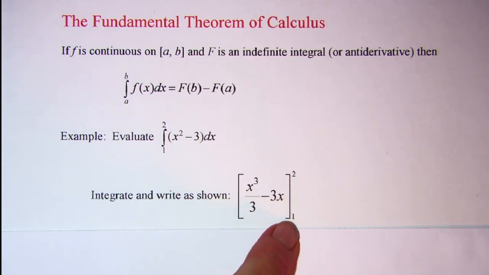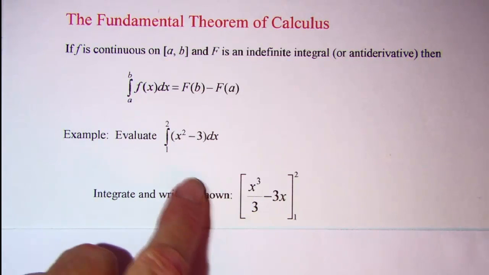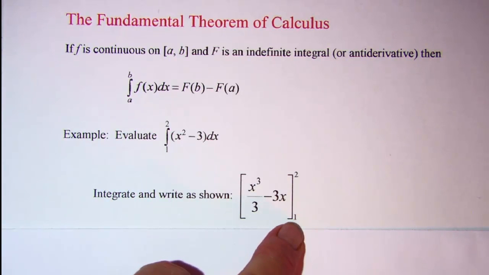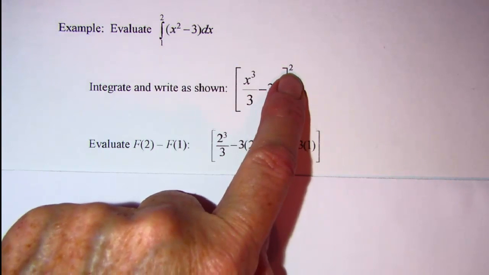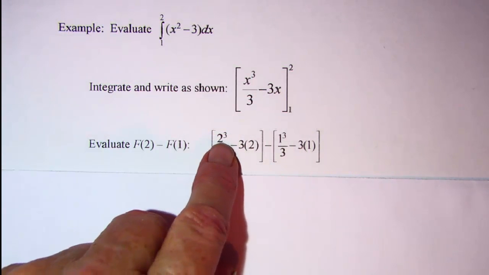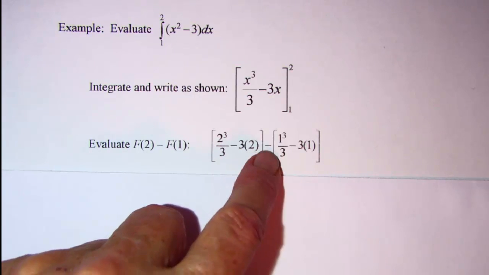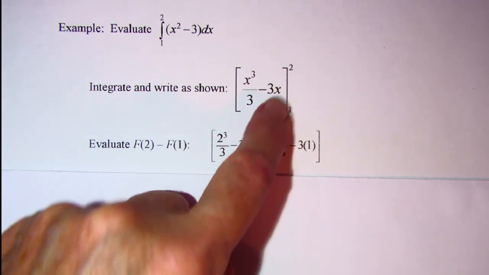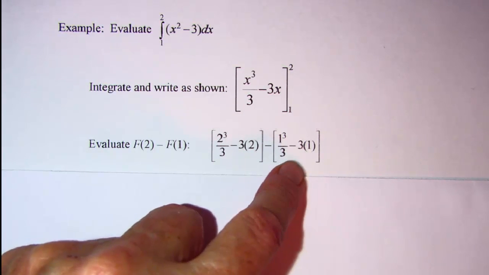And we show that now when we use the Fundamental Theorem of Calculus within brackets, and our lower limit of integration is written here at the bottom of the bracket, and our upper limit of integration is written at the top. Next, we want to evaluate at each of those. So we first put in 2 for x, and we have 2 cubed divided by 3 minus 3 times 2. And then we subtract from that the expression evaluated when x equals 1. So 1 cubed divided by 3 minus 3 times 1.